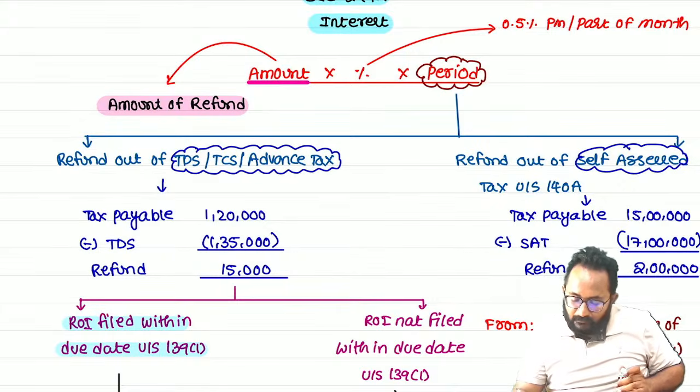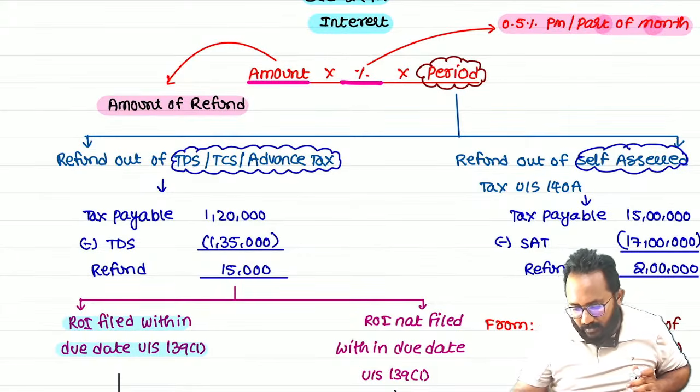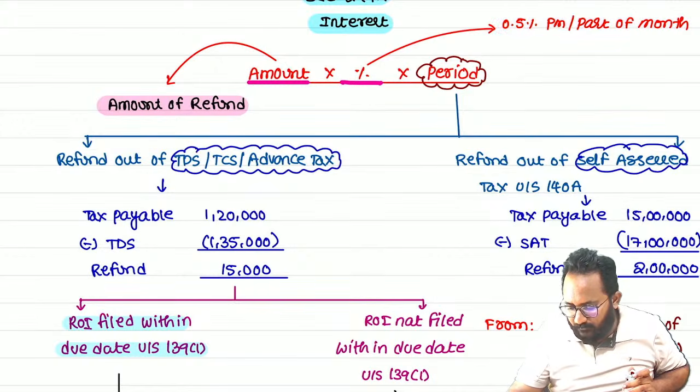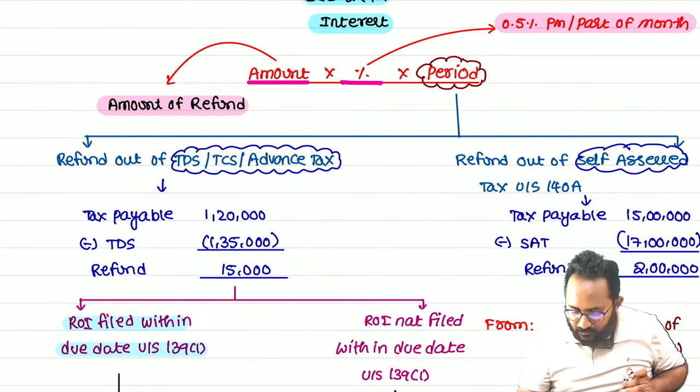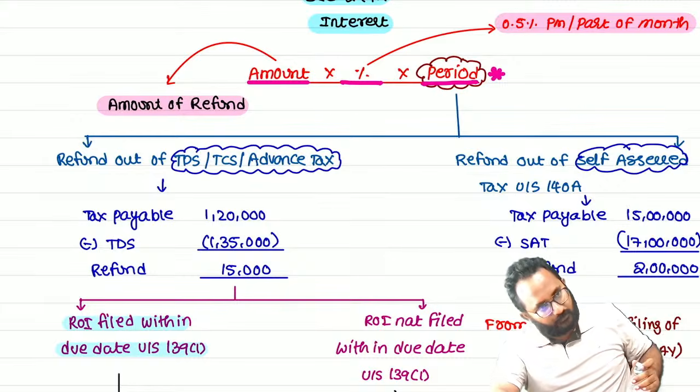Rate of interest is also easy. Refund-related interest rate is always 0.5% per month or part of the month. Next, the period. This is the only important part in this section 244.